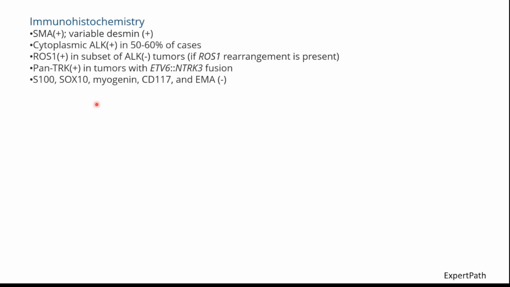And some tumors also have ETV6-NTRK3 fusion. And then for other melanocytic or neural markers, S100 and SOX10 will be negative, and myogenic markers are negative.